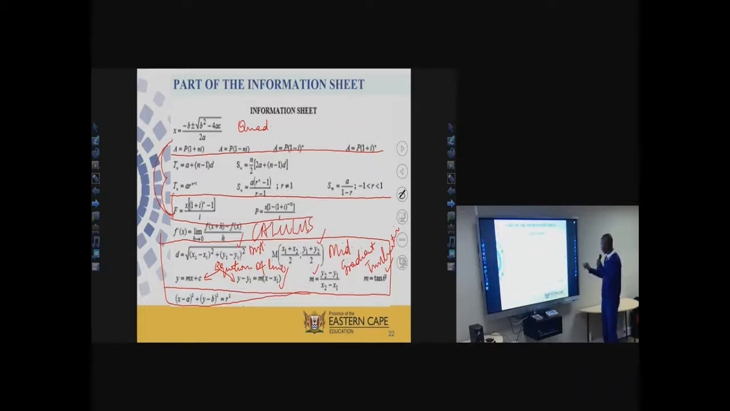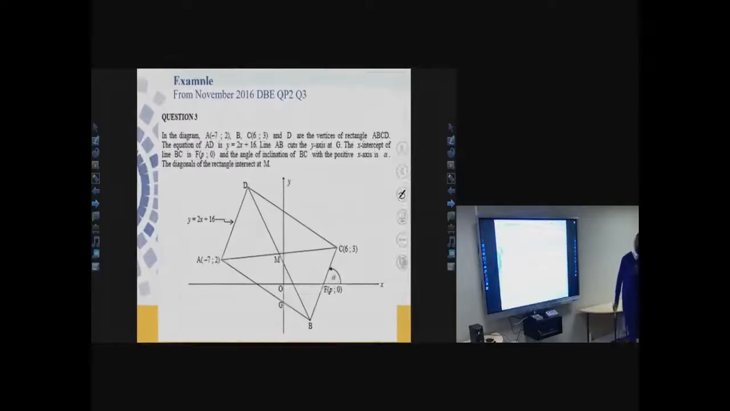Then the last part of my lesson today is just to take one of the question papers, November 2016, Department of Basic Education, the national paper, question paper number 2, question 3. Question 3 of that question paper gave you analytical geometry; you will be having 2 questions. The first question usually focuses on grade 10 and 11 work strictly. So you will either see a line, a triangle, or a quadrilateral.